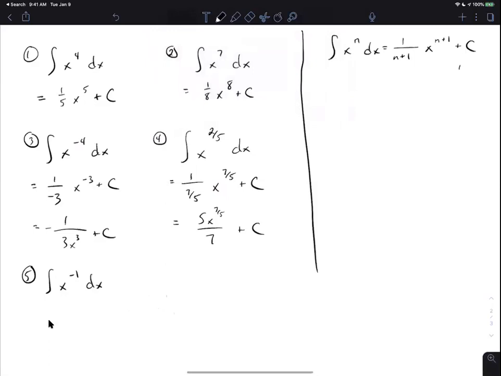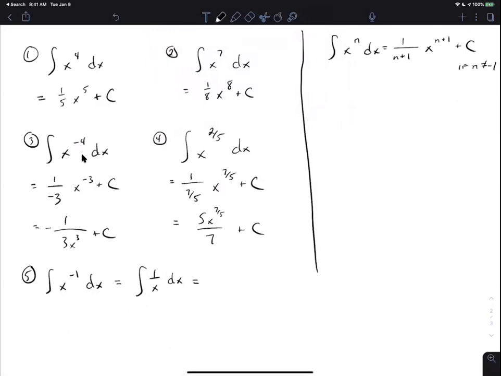So this rule, it turns out, does work for any power n except -1. So it works for 2/5, it works for -4, it works for -1,000,000, it works for any number except -1. But if it is -1, why would it be smart to rewrite it that way?